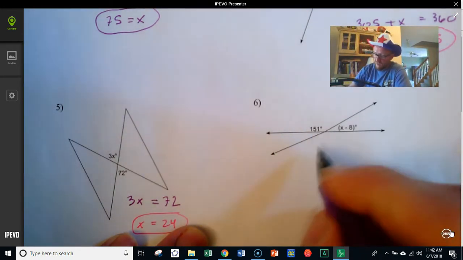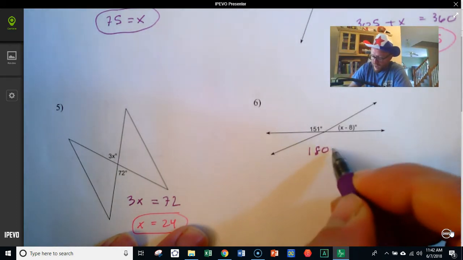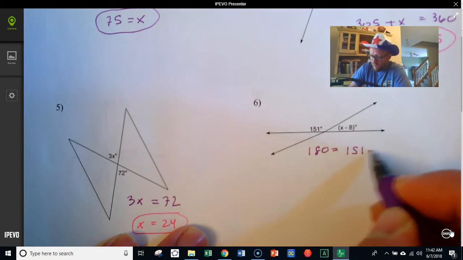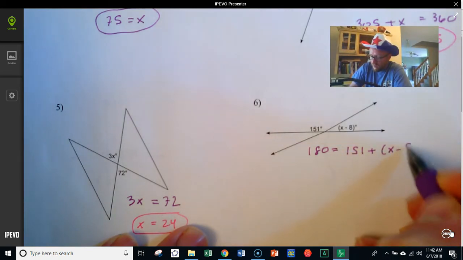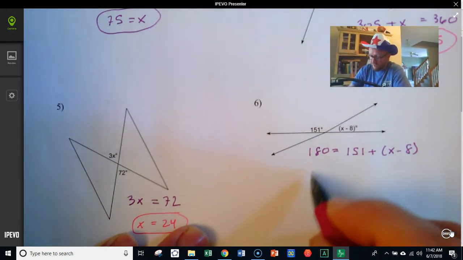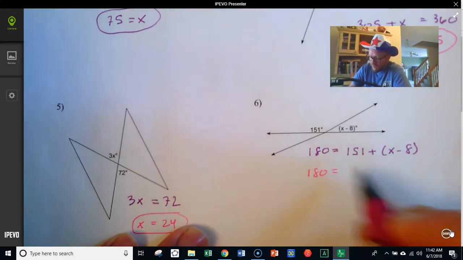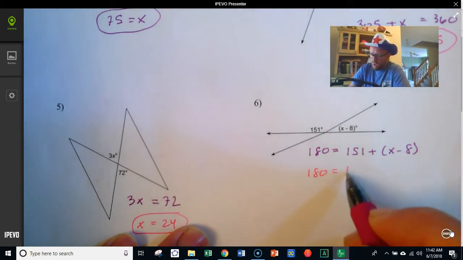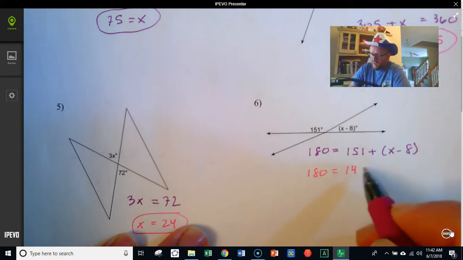All right, next one here, we've got, well, these two angles are a linear pair, so they're supplementary. So that means that 180 is equal to or the same as 151 plus x minus 8. So let's see, we'll do a little combining of like terms here. I'll leave the 180 alone for now. 151 and a negative 8 makes 143.